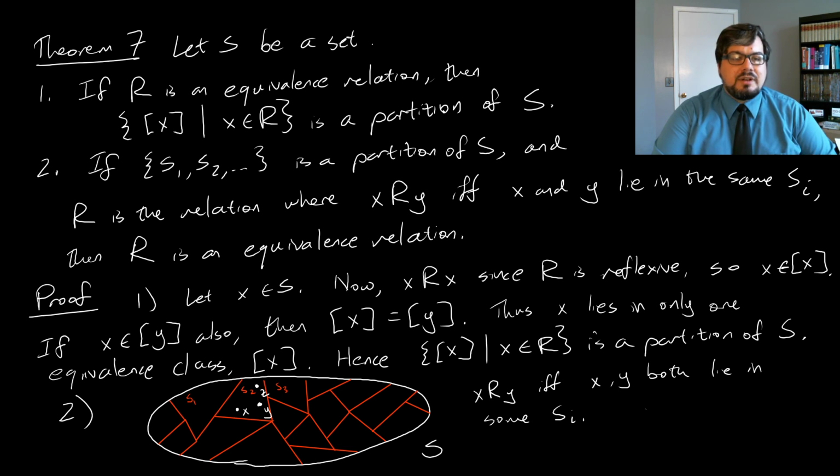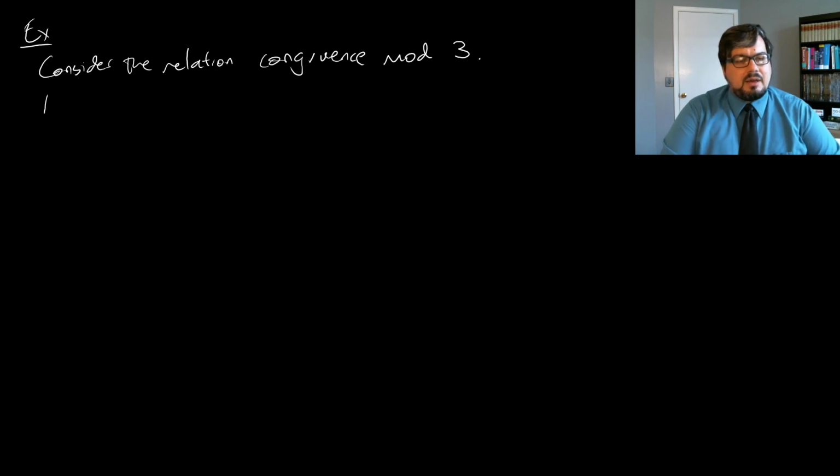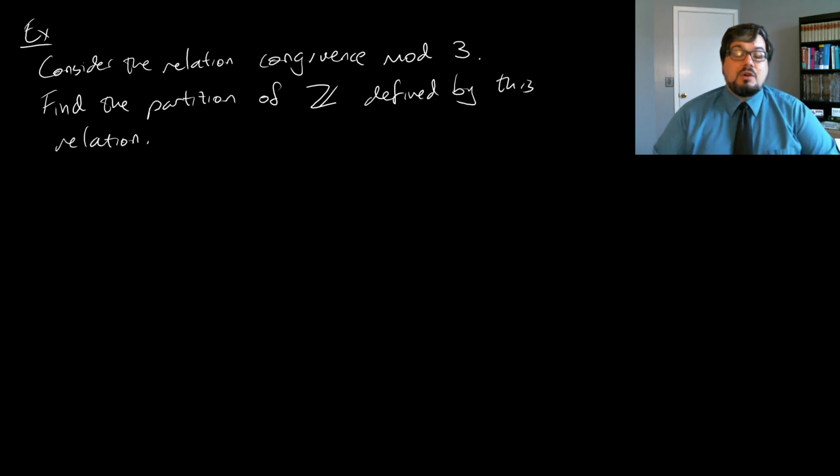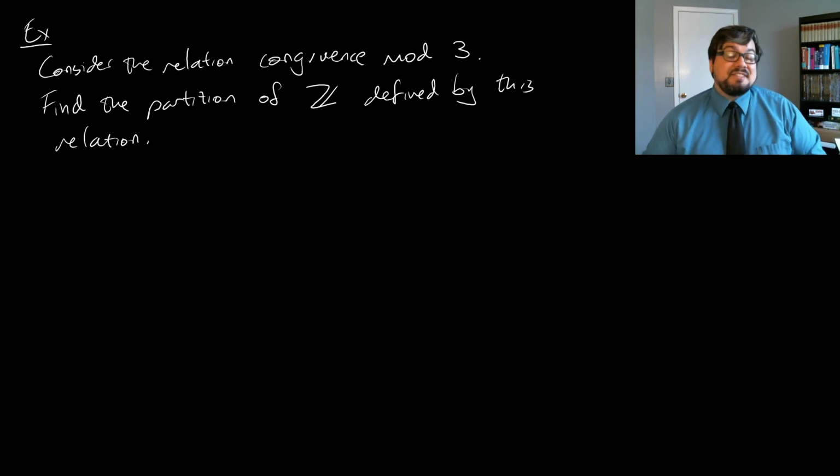Now, last thing, let's look at an example where we exhibit this explicitly. So let's consider the relation congruence mod 3. And I want to find the partition of Z defined by this relation. So we proved earlier that congruence mod 3 is an equivalence relation. And that means that, based on Theorem 7, it defines a partition of Z.